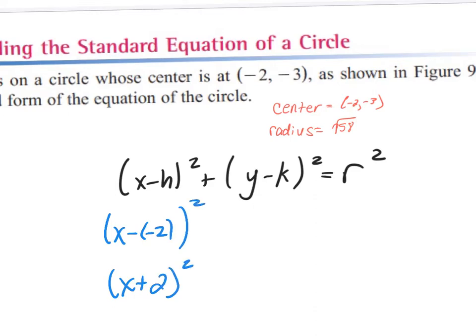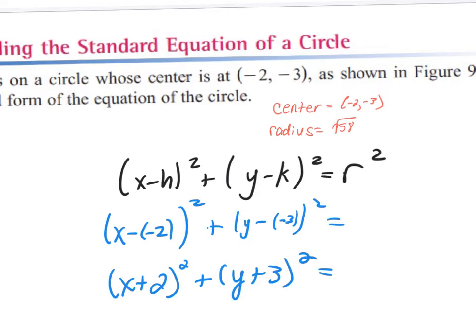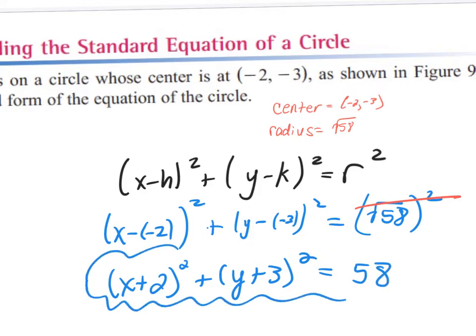That's why when we are given the equation and we have to take the center out, the signs change. It's always going to be the opposite when the equation's given to you. So then I have plus y minus, well, the y coordinate of the center is at negative 3. So this becomes y plus 3 squared. And then my radius is the square root of 58 squared. Well, when you square a square root, that cancels out, so this just becomes 58. And there's the equation of your circle.